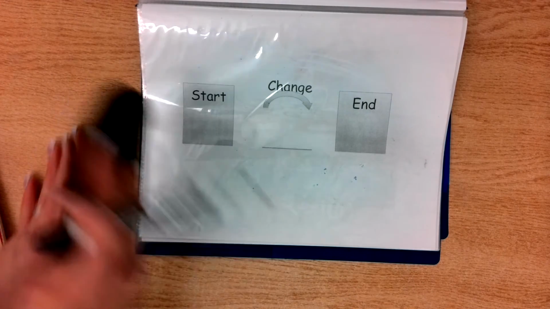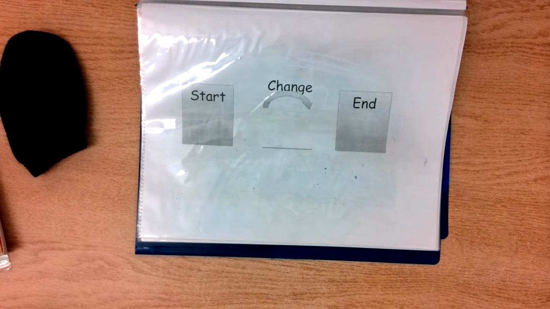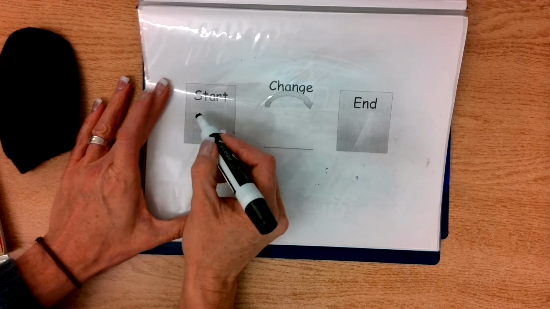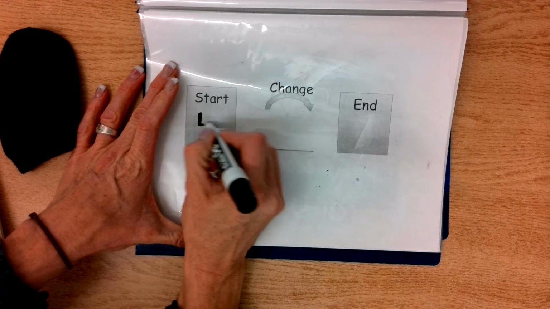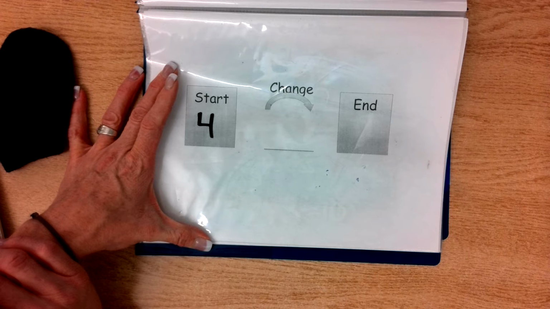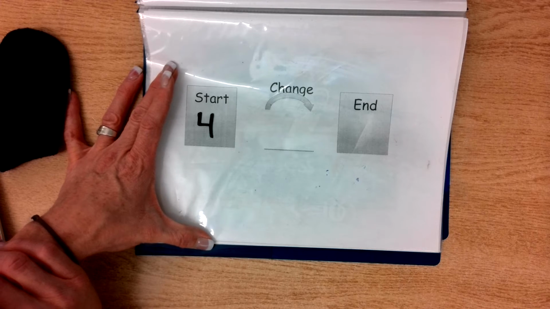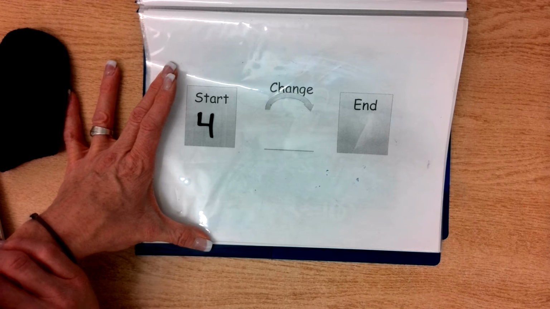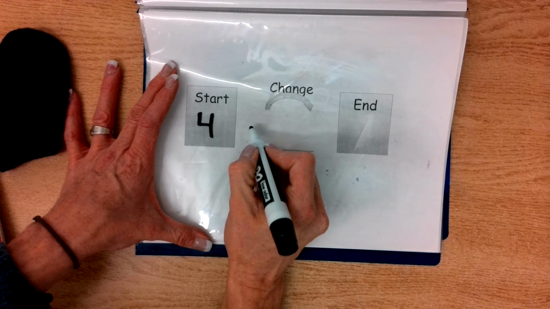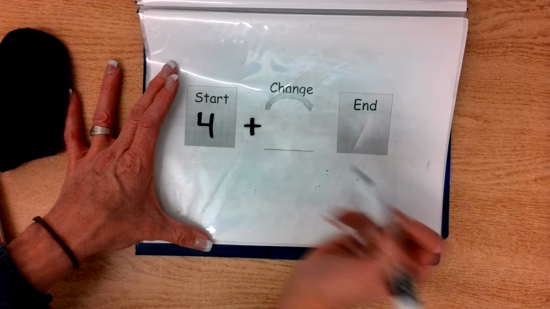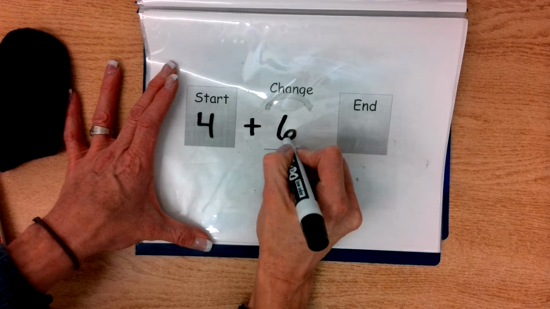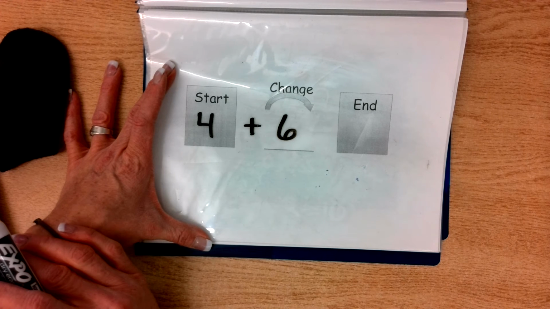All right. I have 4 pennies in the cup. So what's my first number? What's my starting number? 4. Good. And I put 6 more in the cup. So we're not going to write "more" anymore because we know that more means we're adding, right? So we're going to use the plus sign.